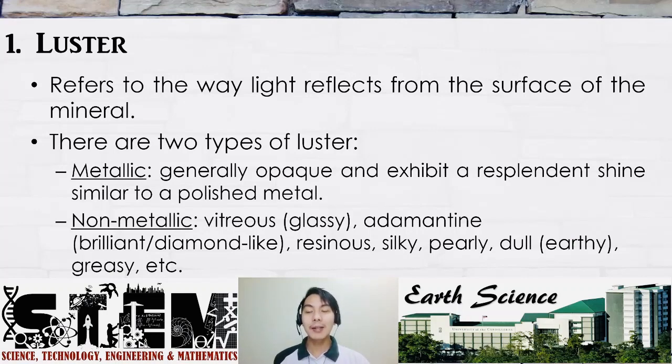Metallic luster is generally opaque and exhibits a resplendent shine similar to a polished metal. So when a mineral looks like a metal, or looks like aluminum, it exhibits a metallic luster. Then we also have non-metallic luster, which has different types: vitreous, or glassy; adamantine, or brilliant, diamond-like; resinous; silky; pearly; dull, or earthy; and greasy, etc. Let's look into this in more detail.